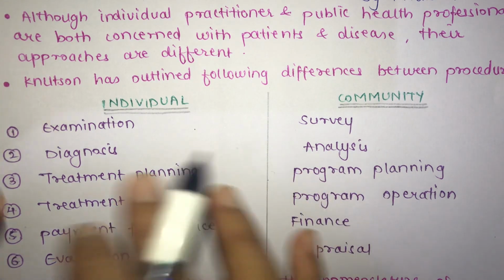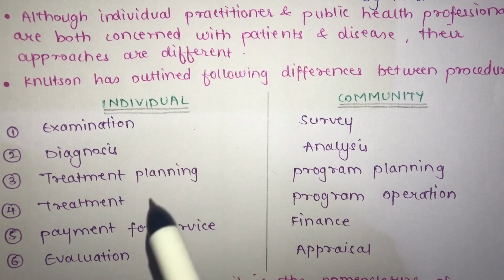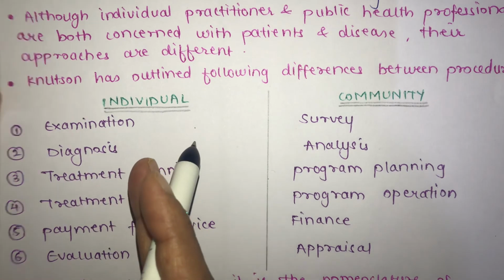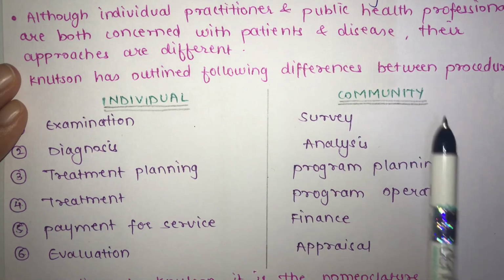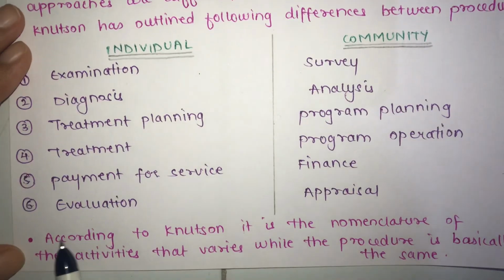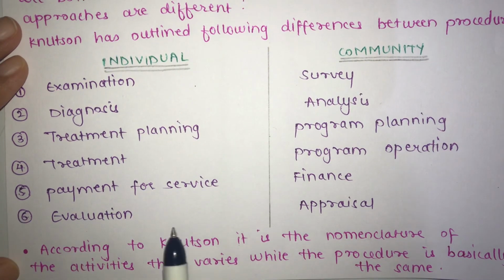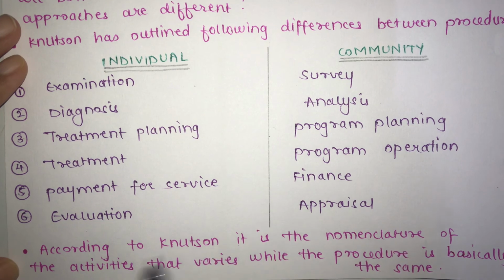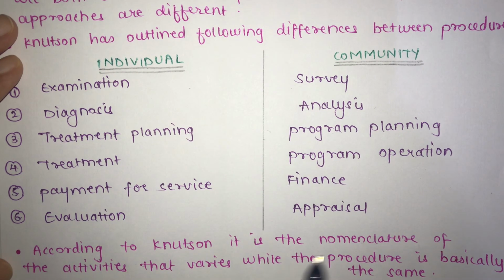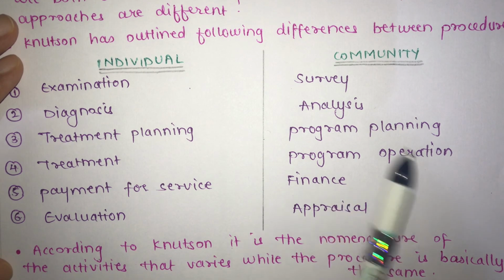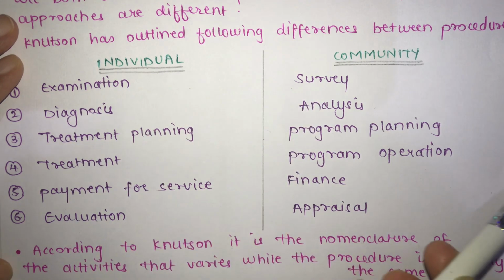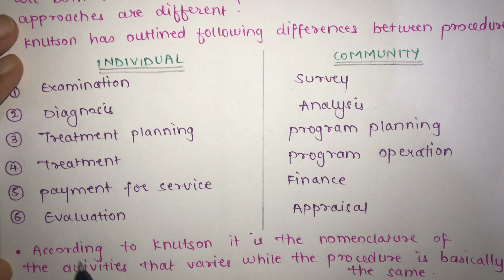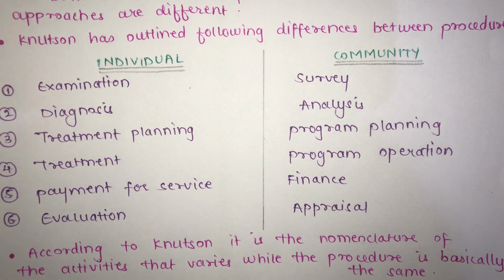So this is the same thing but in a different approach. You are doing the same thing for the patient, but over here there is an individual patient and over here there is a mass population. So the approaches are different. According to Knudsen, it is the nomenclature of the activity that varies, while the procedure is basically the same. You are doing examination, and it is surveying in a mass population. The nomenclature changes, but the procedure you are doing is basically the same.